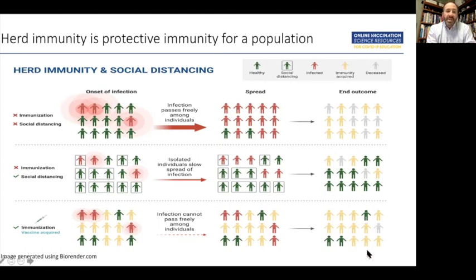So the ideal situation that we want to have is actually some combination of immunization and continued social distancing, because even with vaccination, it may be possible for someone who is immune to pass along the virus to someone else. So ideally, we want to be able to continue to monitor our interactions with each other, even as we develop and use vaccines as a way of building herd immunity.